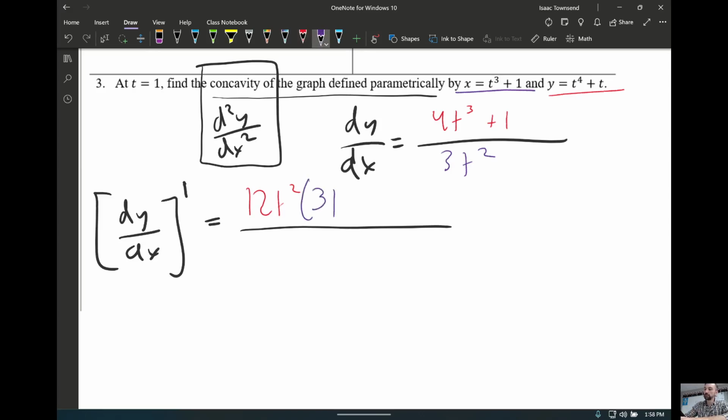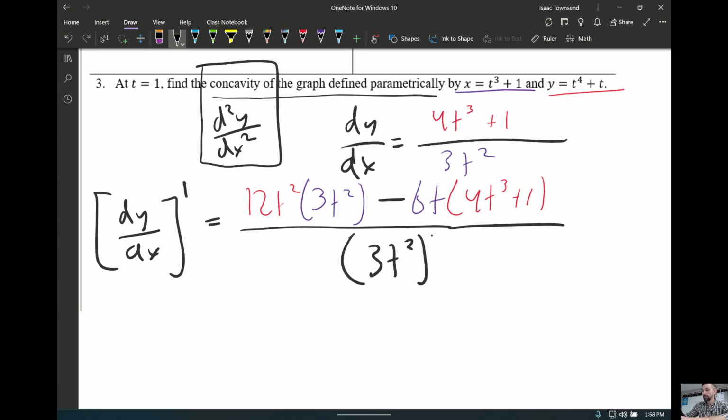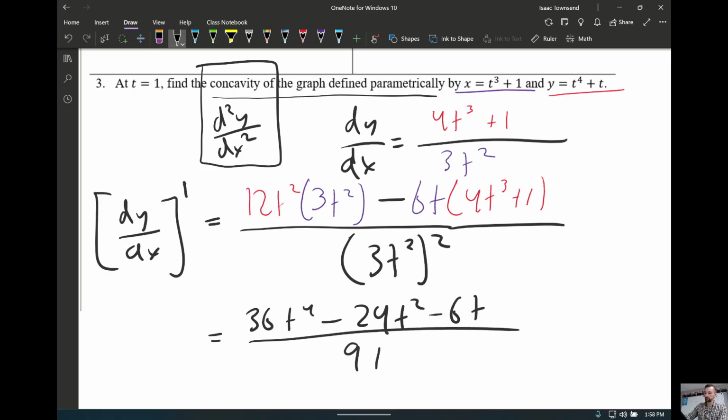times the denominator left alone, minus the derivative of the denominator times the numerator left alone, and then the part that you guys sometimes forget is over the denominator squared. So I've got 36t to the fourth, I've got minus 24t to the fourth, and then these are both t to the fourth, so we can combine like terms there.